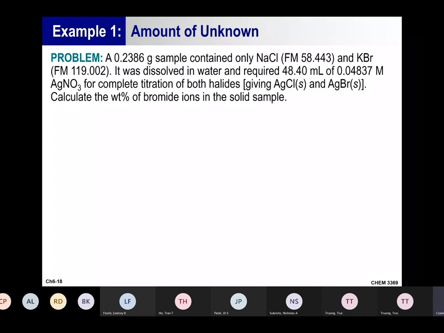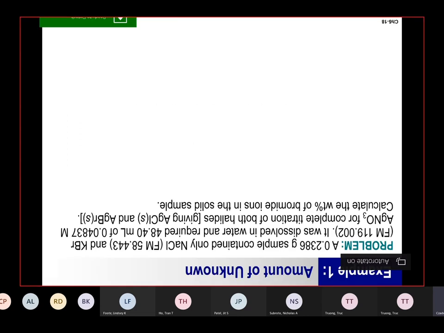So now I'm going to throw at you an example, which is, let's see what happens now. Hopefully it will work. Give me a second.